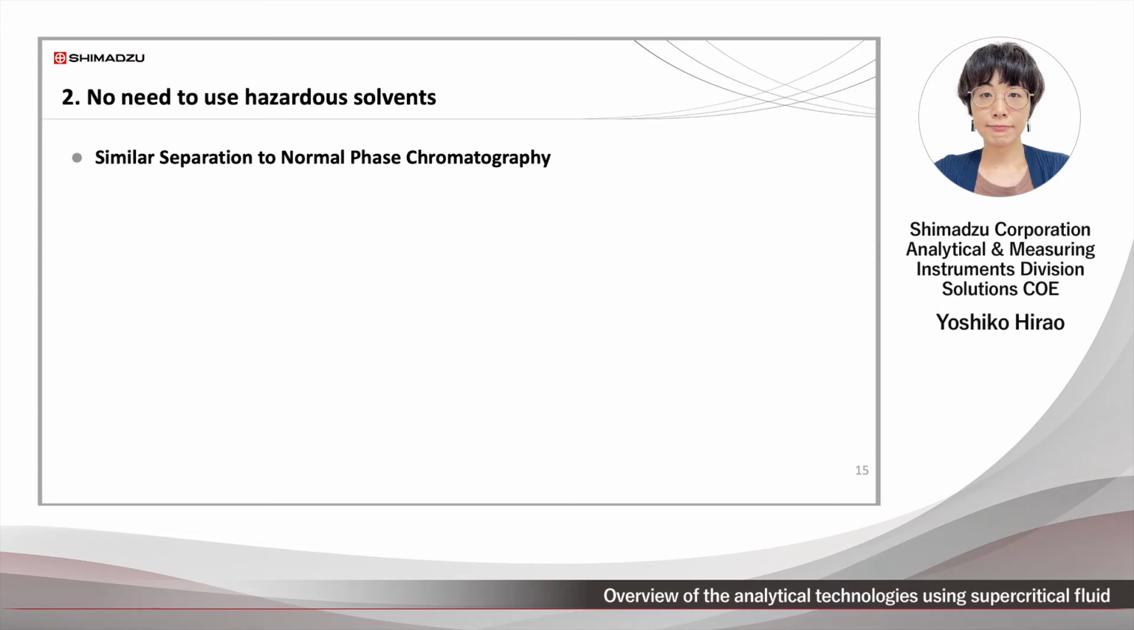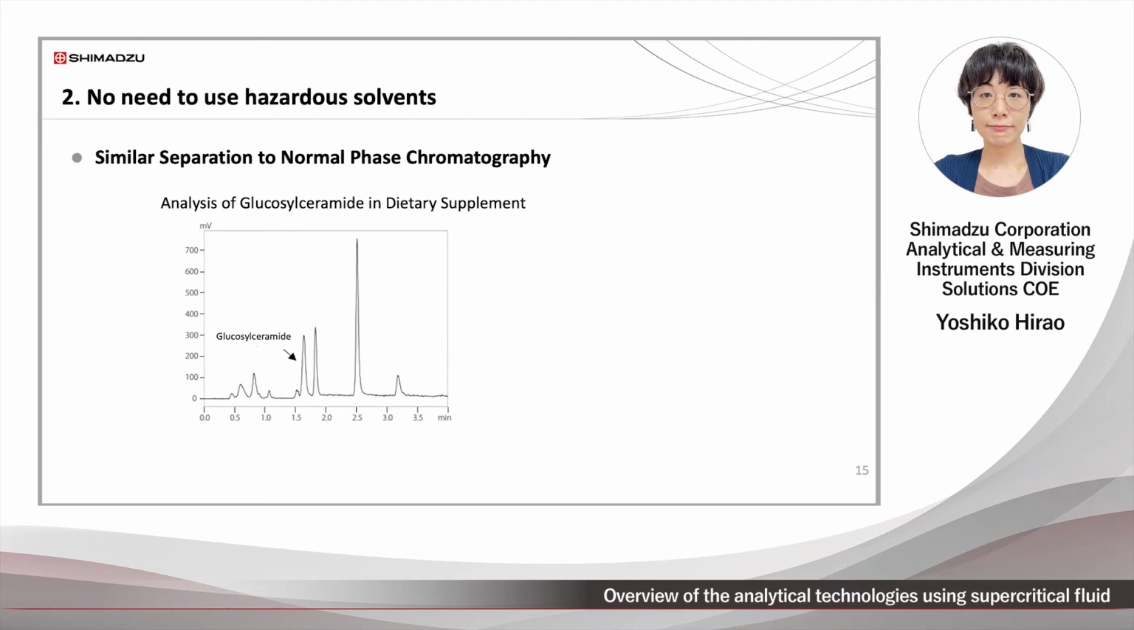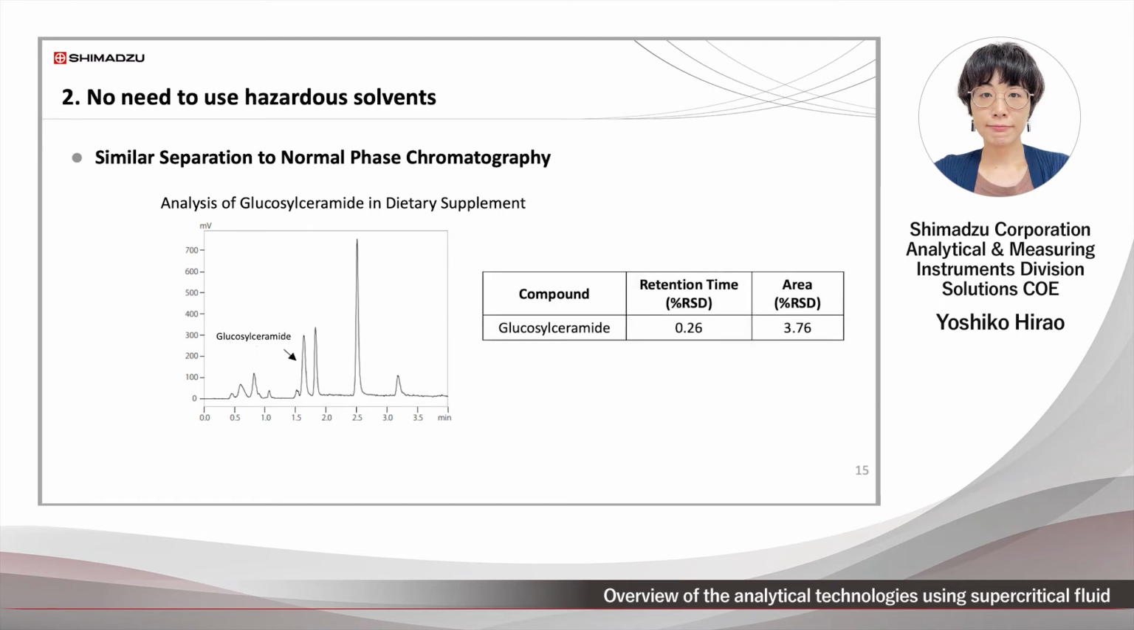Second, there is no need to use a hazardous solvent. Carbon dioxide has similar properties to normal hexane. The left is an example of glucosylceramide analyzed using SFC. For analysis of glucosylceramide, a normal phase mode is commonly used and chloroform is used as a mobile phase. In SFC, carbon dioxide is used as a mobile phase. So, analysis can be done without using highly hazardous organic solvent. The table on the right shows the result of six repeat analyses of a standard solution. Good reproducibility was confirmed for both retention time and area values.